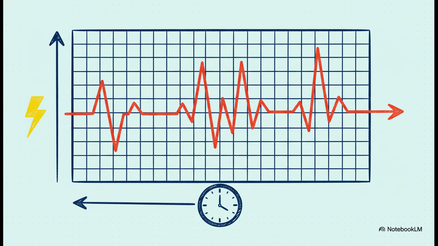Now, this grid isn't random. It's a super precise graph. As you move from left to right, you're measuring time. And as you move up and down, you're measuring the electrical power or voltage. So what we're really looking at is just a graph of the heart's electrical power changing over time.